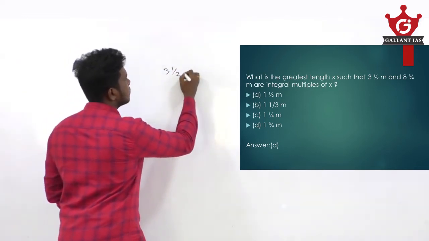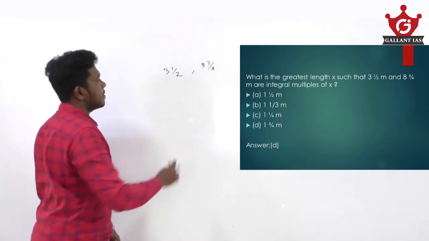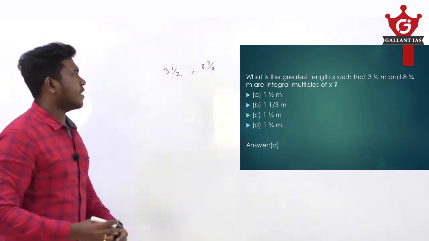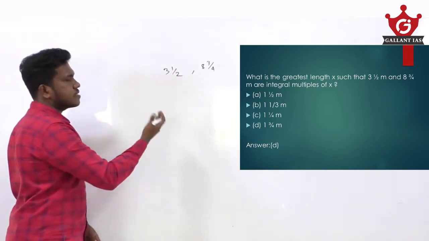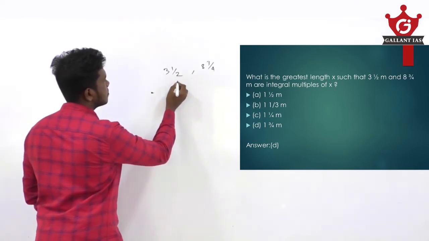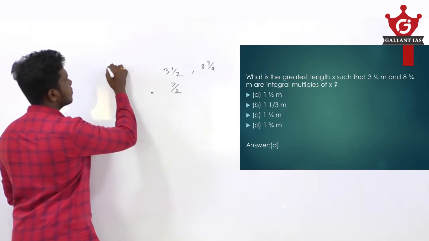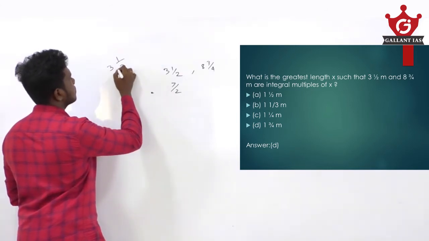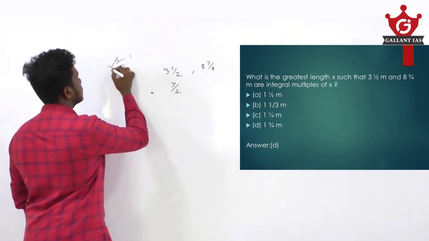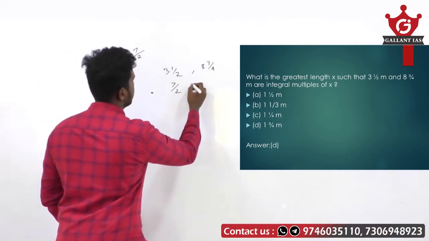Now look here, 3 and 1 by 2, 8 and 3 by 4. So the given quantities are in the mixed fractions, right? How to find the HCF of a mixed fraction? First of all, convert it into a normal fraction, simple fraction. Look here, 3 and 1 by 2. It is nothing but 7 by 2. Now, how to convert a mixed fraction? 3 and 1 by 2. Multiply this with 2, then add 1. That is 3 2s are 6, 6 plus 1, 7 by 2. So you got it as 7 by 2.